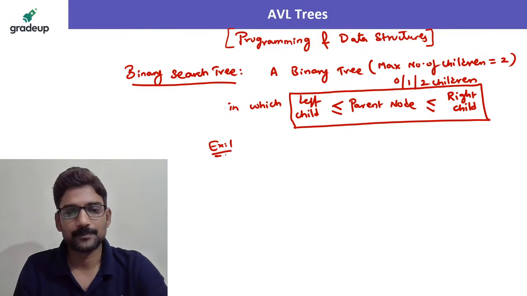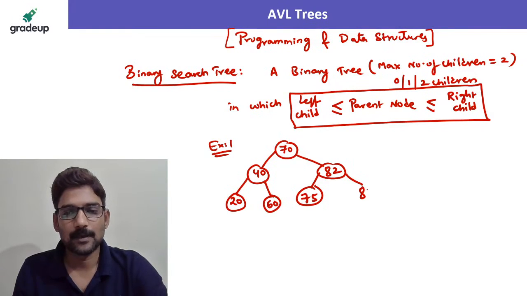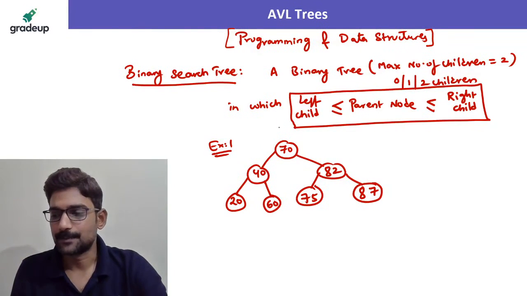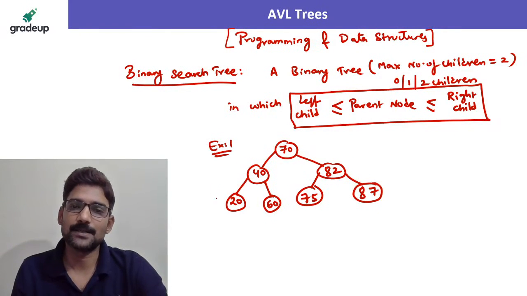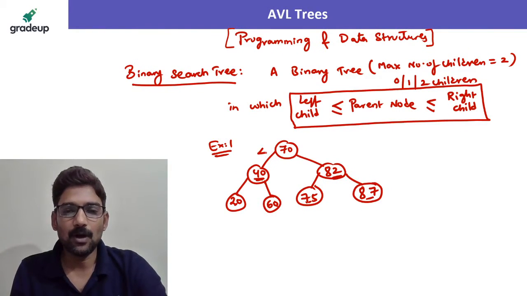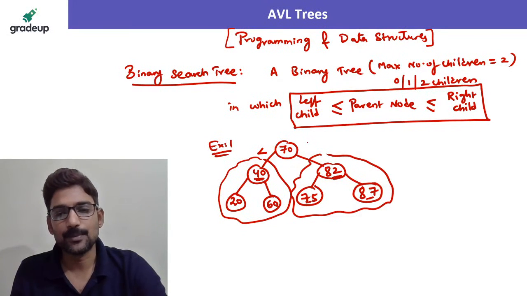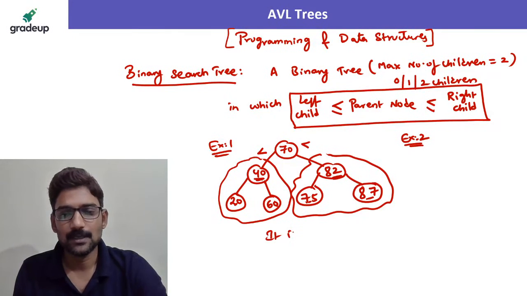For example, if I take one tree like this: 70, 40, 20, 60, 82, 75, 87. If you observe this, 70 is greater than all its left subpart, and smaller than all its right subpart. Similarly, 40 is greater than 20, less than 60. 82 is greater than 75, less than 87. So for every node, all the left subtree should be smaller and all the right subtree should be greater. Then it is a binary search tree. I'll give you one more example. So here it is satisfying. So it is a binary search tree.